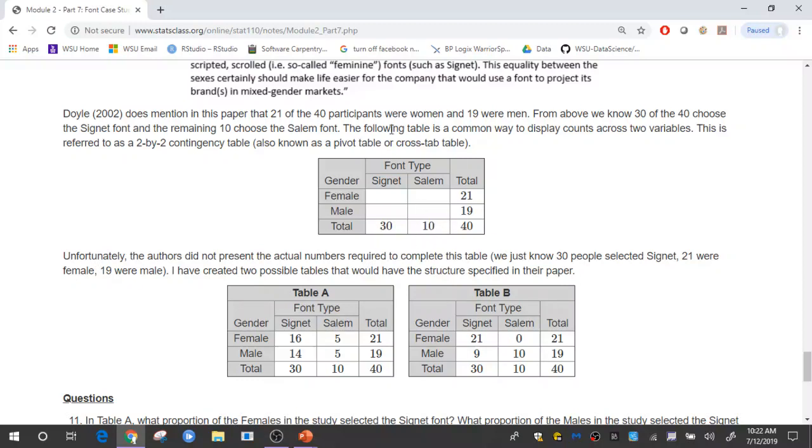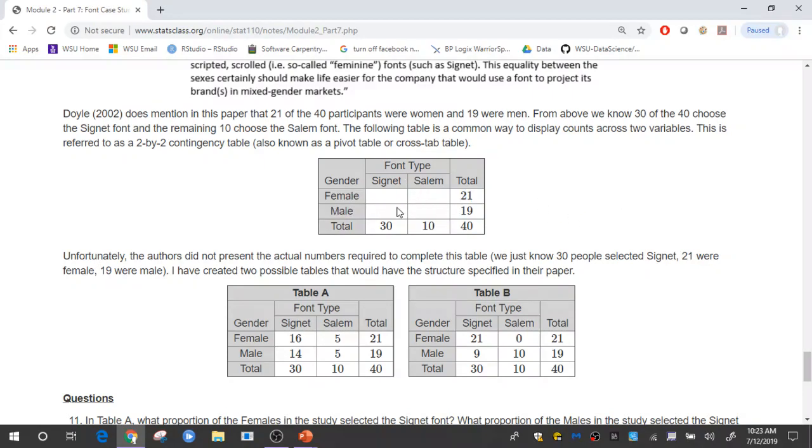This table, the way that we have this organized here, is called a 2x2 contingency table. It's also known as a pivot table or a crosstab table. It's a 2x2 because this variable has two levels, and also gender has two levels here, females and males.